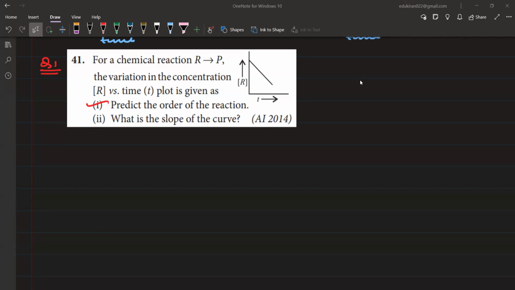Look carefully, all of you. Okay, R is not the rate. R is the reactant. Please keep in mind. I'm seeing the answers. All of you, please keep answering. R is not the rate, it is the reactant here.